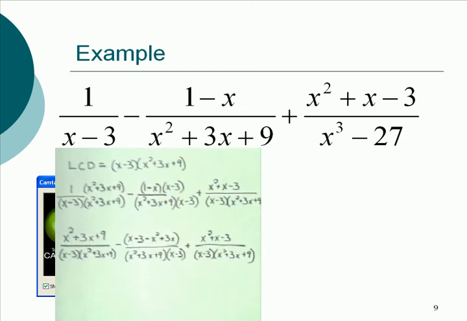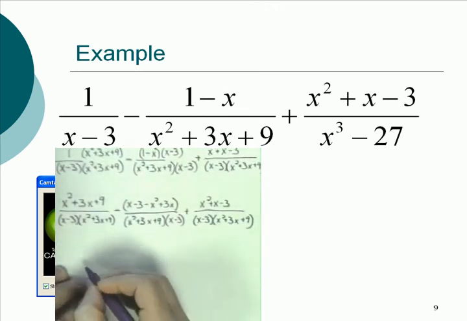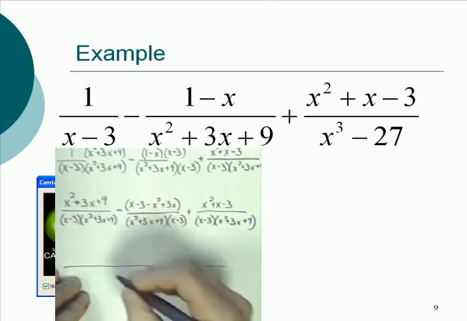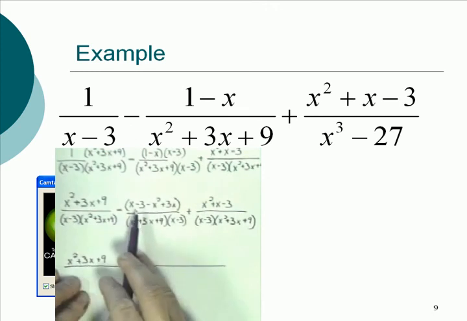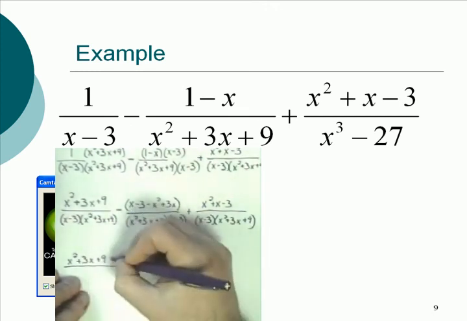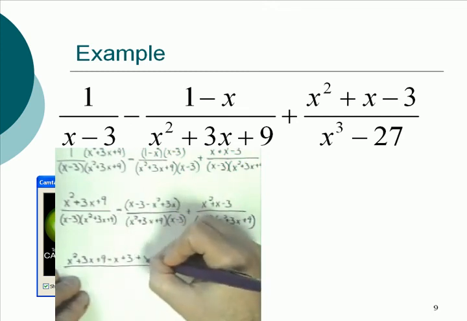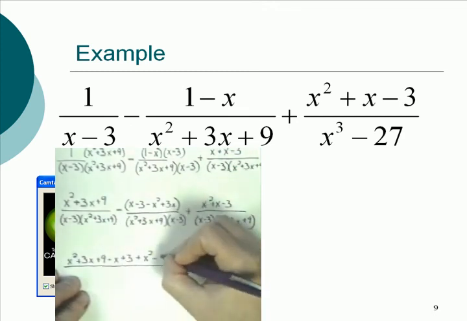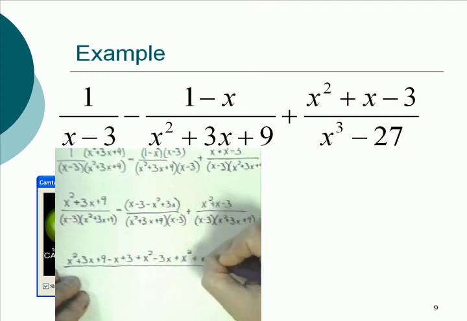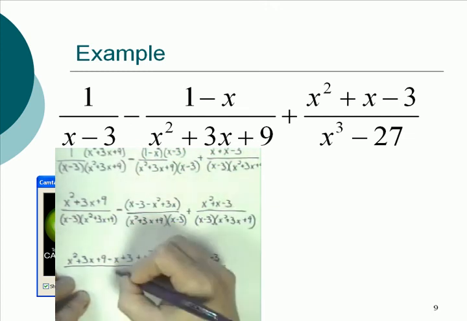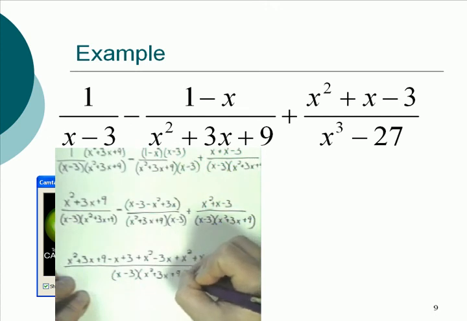Okay. Well, the last thing we need to do is combine those numerators. We can now put each one of these numerators over the common denominator. And so we have x squared plus 3x plus 9. Now we'll need to distribute this negative sign. Be careful, that's a common error to miss that. So we'll have minus x plus 3 plus x squared minus 3x. And now we can move on to the last term, which will be plus x squared plus x minus 3. This is all over our common denominator of x minus 3 times x squared plus 3x plus 9.